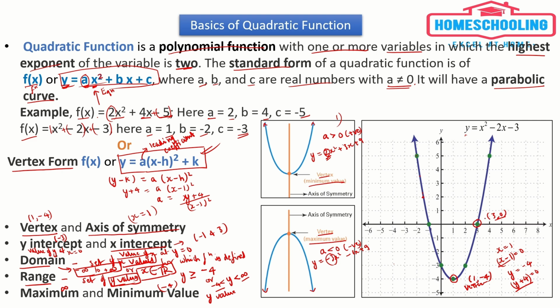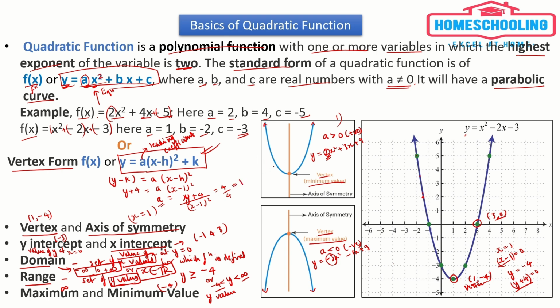So what we're going to do here is put the x and y value of the other coordinate in this equation to find the value of the leading coefficient a. Here y is 0 and x is 3. So 0 plus 4 is 4, and x is 3, so 3 minus 1 is 2, 2 whole square is 4. So the value of a, the leading coefficient, is 1.